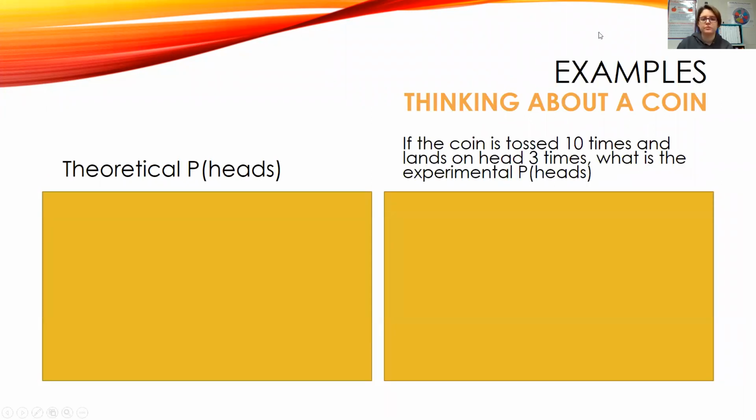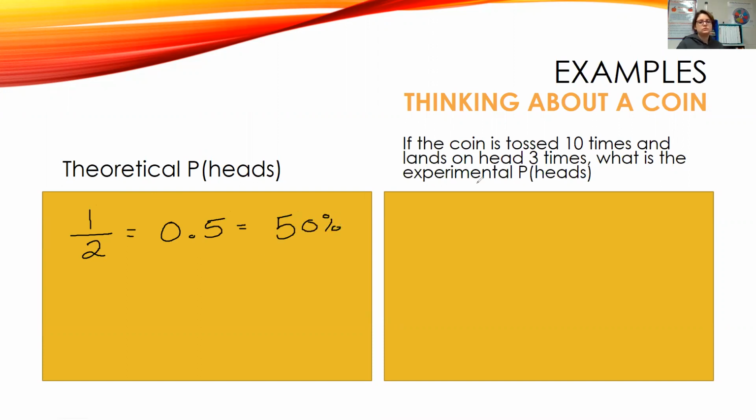So let's look at our first example. We're thinking just about flipping a coin, and we want the theoretical probability of getting heads when we flip this coin. So if we think about it, the coin has 2 sides, and one of those sides is heads. So we have a 1 in 2 chance, or 0.5, or 50%.